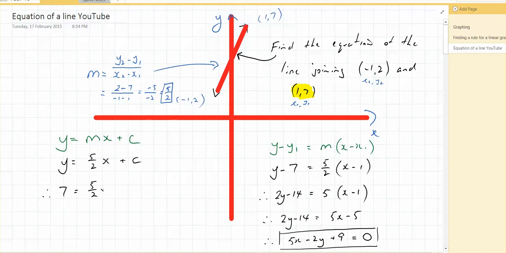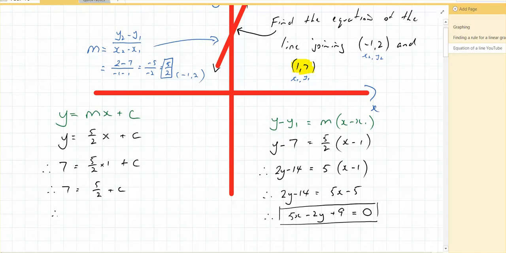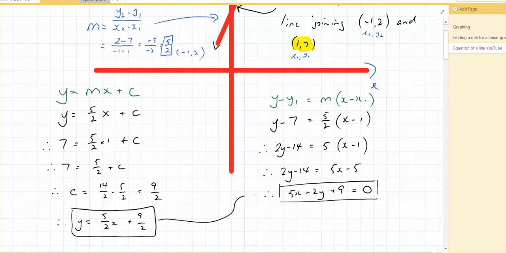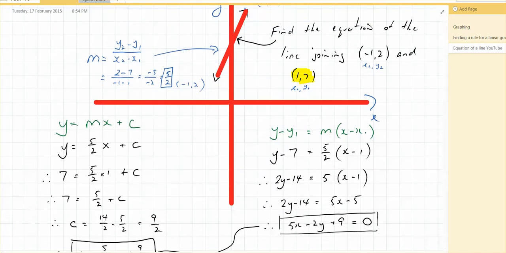5 over 2 times 1, which is just 5 over 2. We will discover that this is the case, and working through to get c. If I write 7 as 14 over 2 minus 5 over 2, then I'll get c to be 9 over 2. I then put that value of c back into the equation, so I've therefore got my equation to be y equals 5 over 2 x plus 9 over 2. That or that equation are both acceptable equations of the red line.